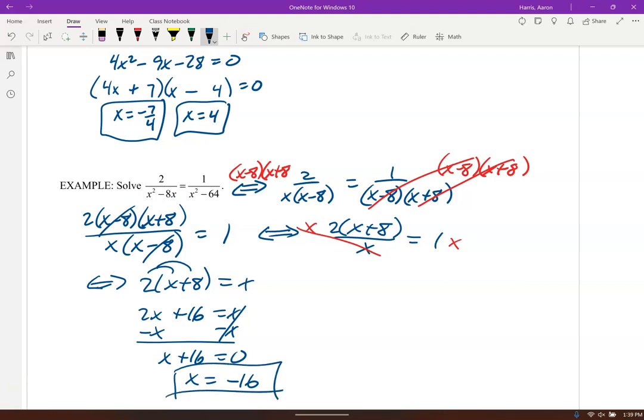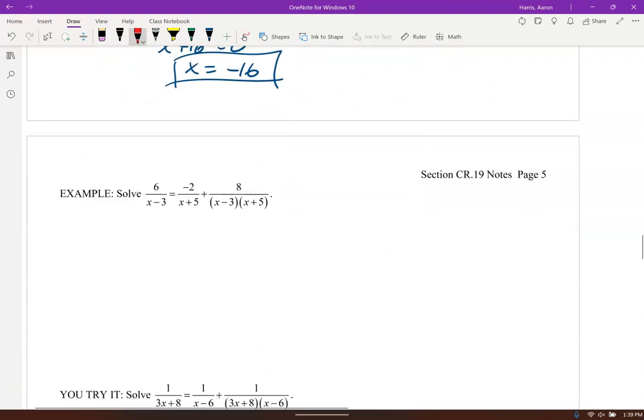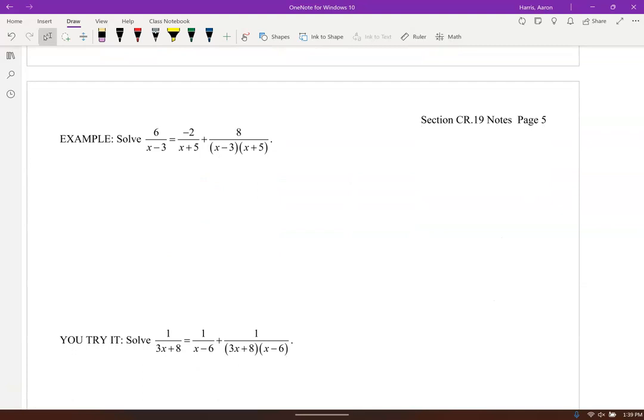And make sure you check the original. The original says, because this is x minus 8, the original x can't be 0, x can't be 8. Same thing here, 8 or negative 8 from that x squared minus 64. So the only solution is x equaling negative 16. Okay. Do another one here, and then we'll try getting this.